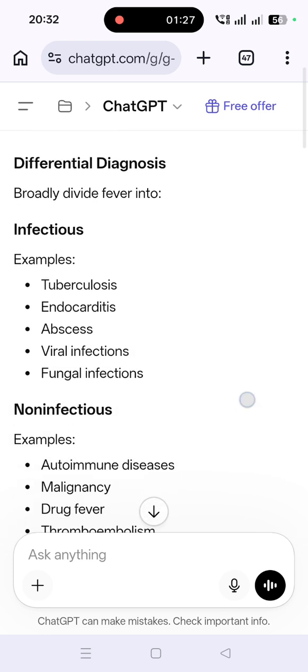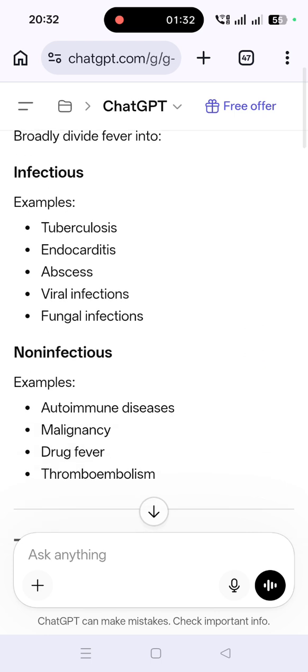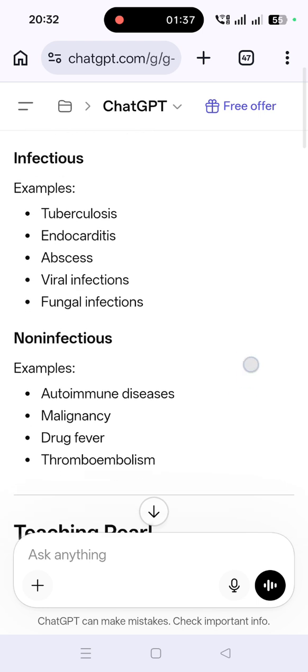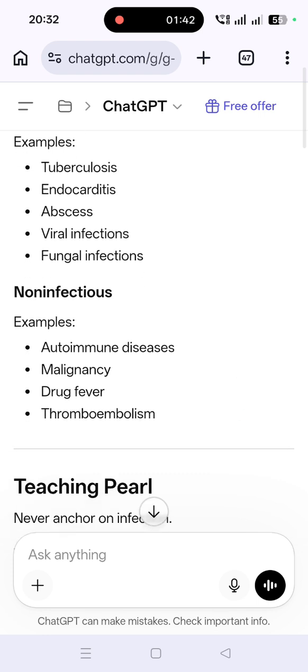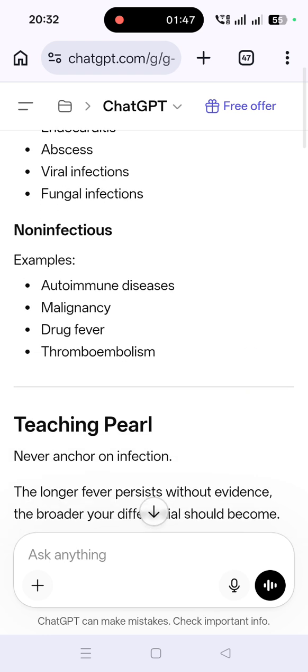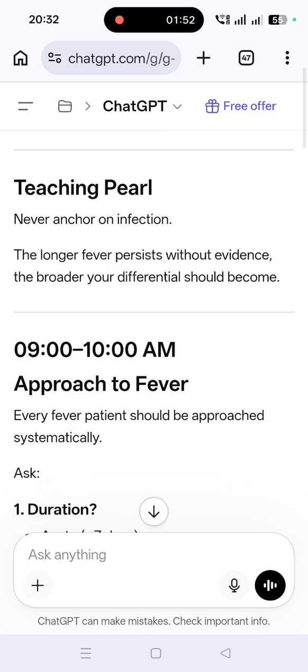So the differential diagnosis broadly divides fever into infectious causes and non-infectious causes. Infectious causes may be tuberculosis, endocarditis, abscess, viral infection, or any fungal infection. Whereas non-infectious causes may be autoimmune disease, malignancy, drug fever, thromboembolism. So the teaching pearl is: never anchor on infection. The longer fever persists without evidence, the broader your differential should become.